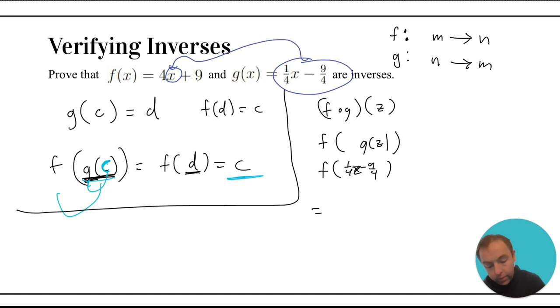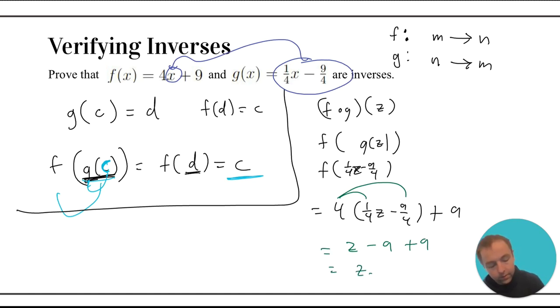4x plus 9. So now we would have 4 times blank plus 9, where we're going to plug in g for that variable. And then if you distribute the 4, you get 1z. And 4 times that ends up being -9, because the 4 on top and bottom cancel. And then plus 9 after all of that, which equals z. So therefore, that verifies that they're inverses.